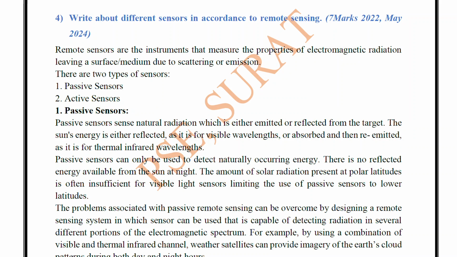Hello everyone. Next question: write about different sensors in accordance to remote sensing. It's a 7 mark question, mostly asked in GT examinations.